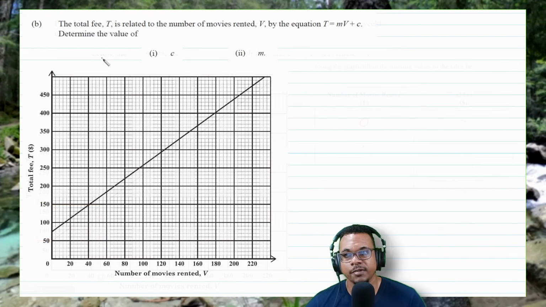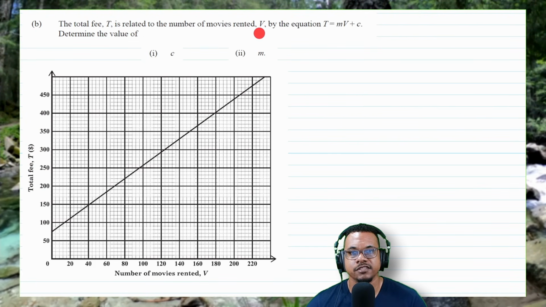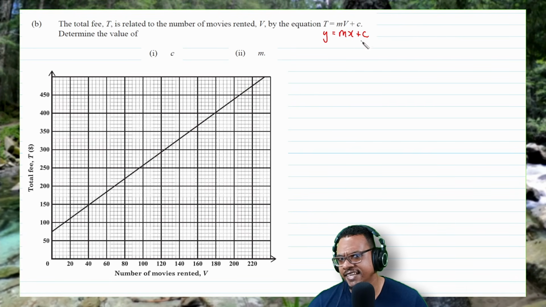So here we have part B, where we have the total fee T, which is the y-axis here. T is related to the number of movies V, and V is the x-axis. By the equation, T is equal to MV plus C. Now, this should look familiar. That's why I said T is the y-axis and V is the x-axis. So if we replace T with y and V with x, this is y equals mx plus c. Therefore, m is your gradient of the straight line and c is the y-intercept.